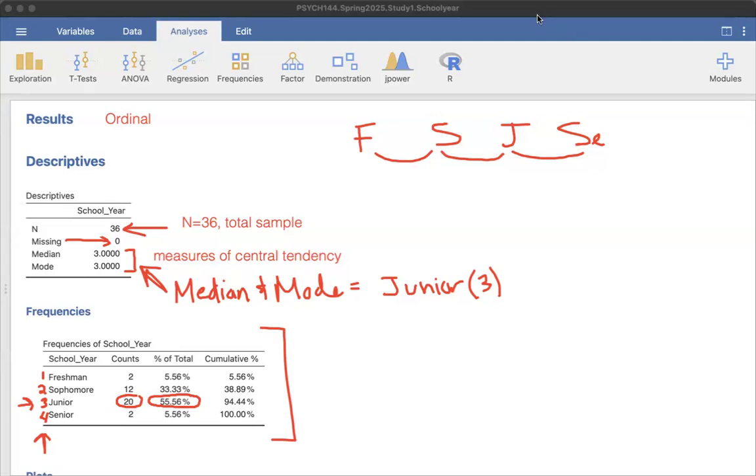And then in the next video, I'm going to talk about what plots we can use and go into more information on that.